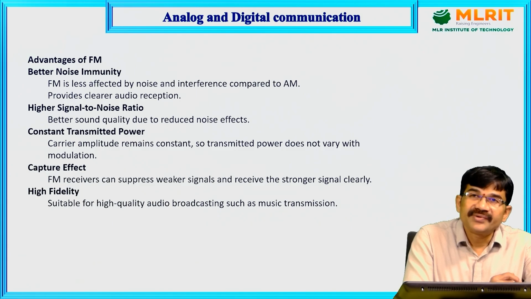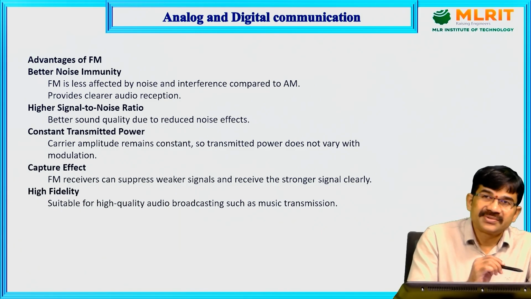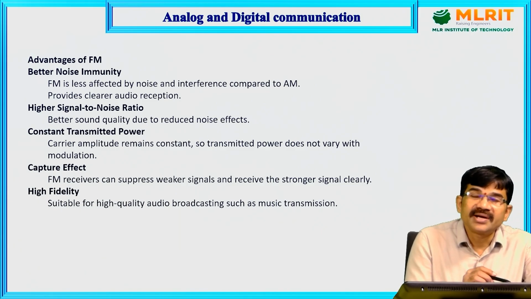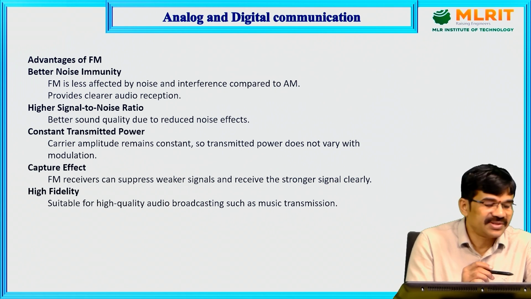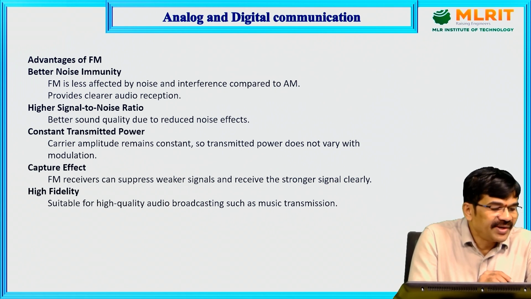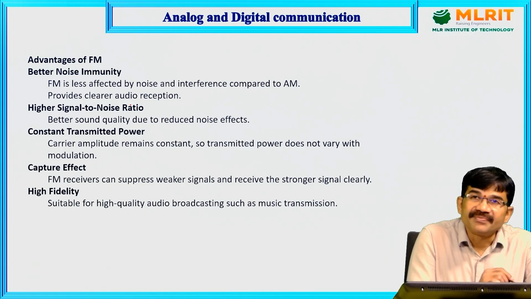So here in FM we are concentrating on the frequency of the carrier varying according to the modulating signal amplitude. So that's why it is immune to noise. It is less affected by noise compared to the amplitude modulation system, and provides clear audio reception. We are using FM for sound applications. So clear audio can be obtained by using FM.